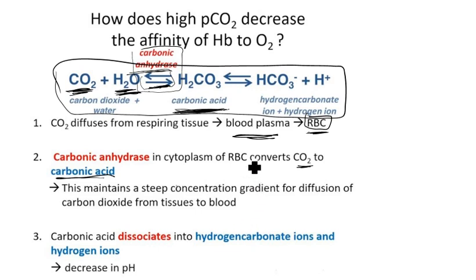hydrogen carbonate ion and hydrogen ion. This is the hydrogen carbonate ion, and this is the hydrogen ion. You can see the charges: the hydrogen carbonate ion is negatively charged, while the hydrogen ion is positively charged. This will decrease the pH, and that is not good. So there's a counterbalance that the cells put into play in order to balance this up. Look at what happens next.